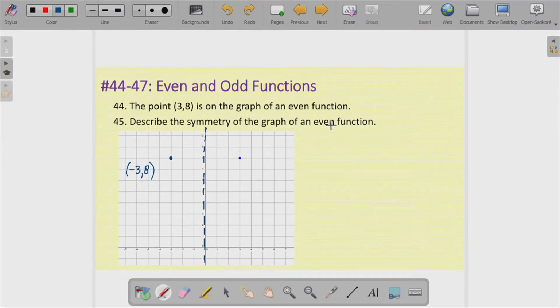And the answer to 45 is, let's just say it again, symmetry with respect to the y-axis. There are a couple of good ways to say that. You could say reflectional symmetry with respect to the y-axis.